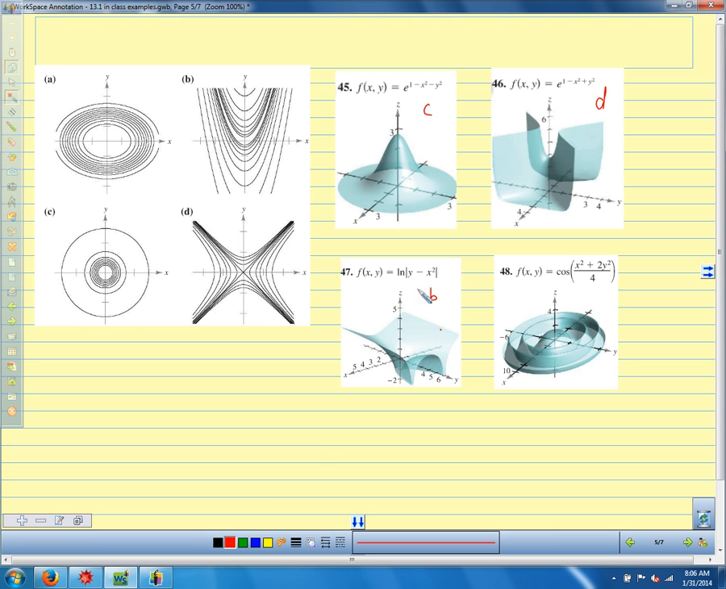And that's the natural log of the absolute value of y minus x squared. And finally, 48, we get cosine of x squared plus 2y squared over 4. These are ellipses, so our contour lines are elliptical.